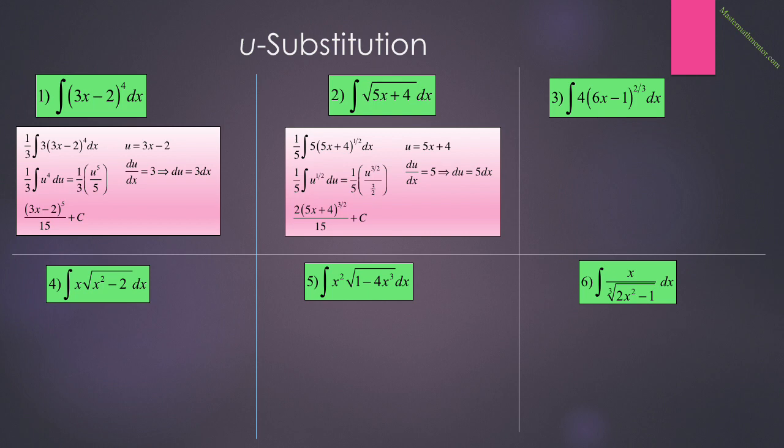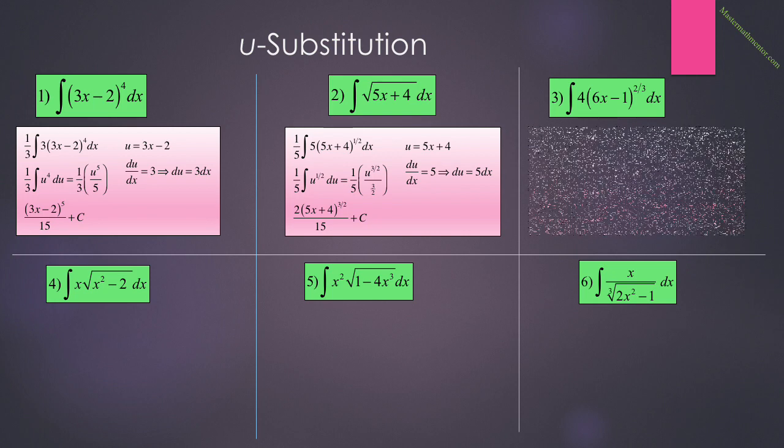And this becomes 1/5 the integral of u to the 1/2 du, which becomes 1/5 u to the 3/2 divided by 3/2, which is the same as multiplying by 2/3. And the final answer is 2 times the quantity 5x plus 4 to the 3/2 power over 15 plus c. Again, take the derivative to show that when you do so, you will get the square root of 5x plus 4.